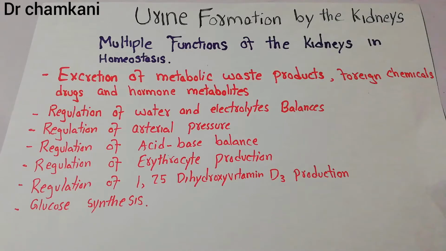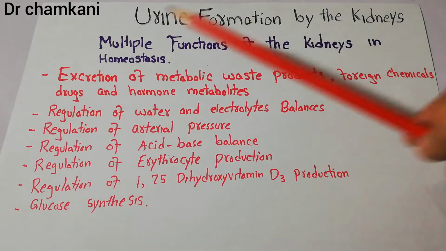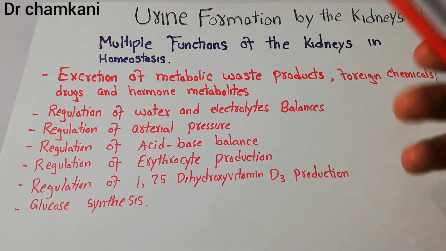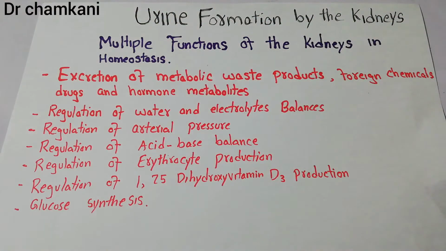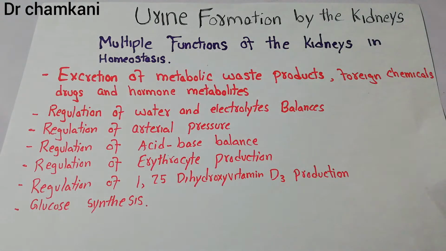Today we are going to start a new chapter, urine formation by the kidneys, and the first topic of this chapter is multiple functions of the kidneys in homeostasis, or simply the multiple functions that the kidneys perform to maintain homeostasis, or similar condition, or the same environment for the body tissues. Now, as we are discussing physiology, and physiology is all about homeostasis, or keeping the condition the same so that the cells and tissues can perform optimal functions.